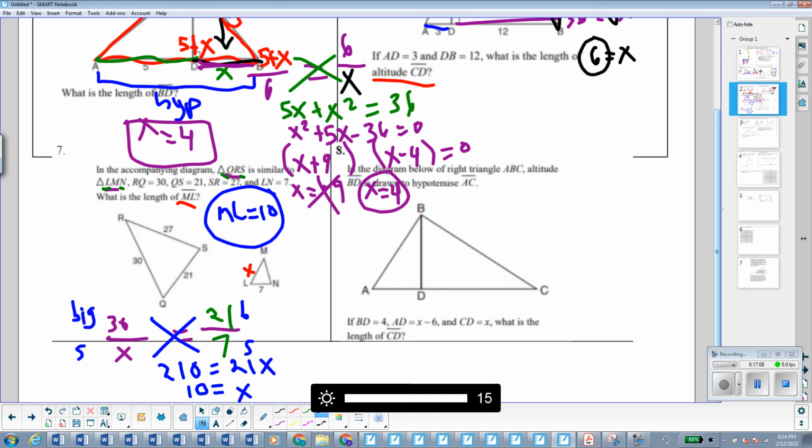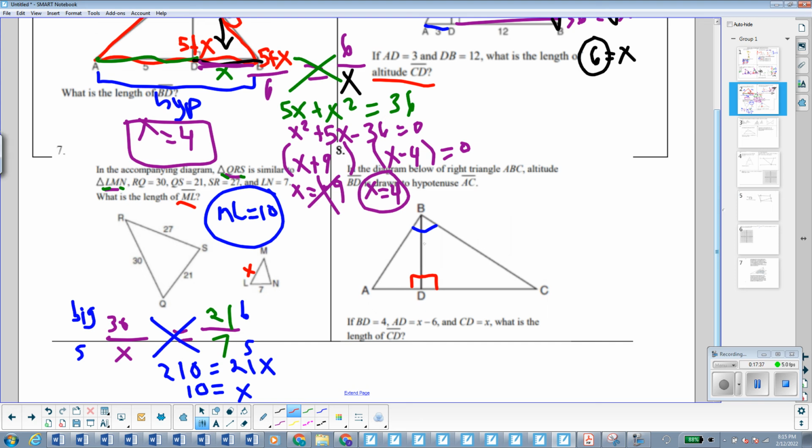In the diagram below of right triangle ABC, altitude BD, so first of all, right triangle ABC. Where's that right angle? I'm going to draw it. Altitude BD is drawn to hypotenuse AC. If BD is an altitude, I'm going to put in some right angles. There we go. That looks more like what we're used to seeing. So now we should be thinking right triangle altitude theorem. Are we using the leg rule or the altitude rule?